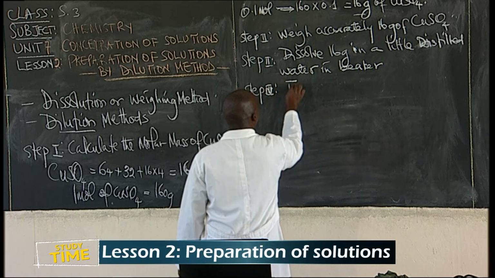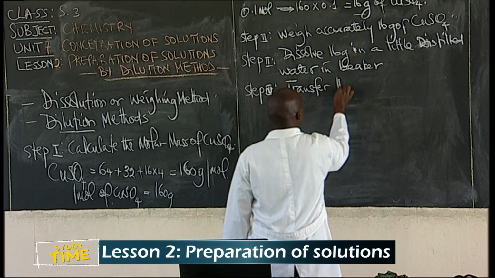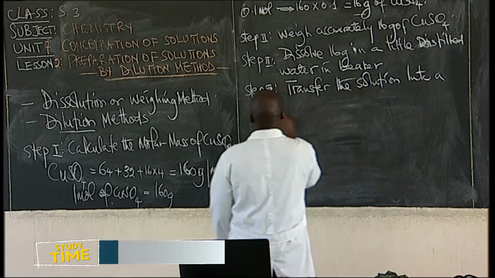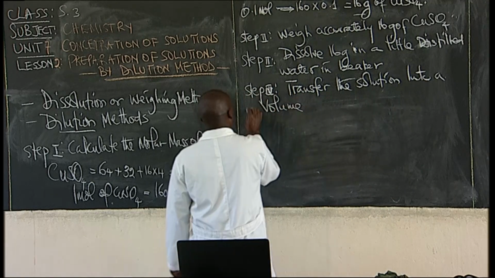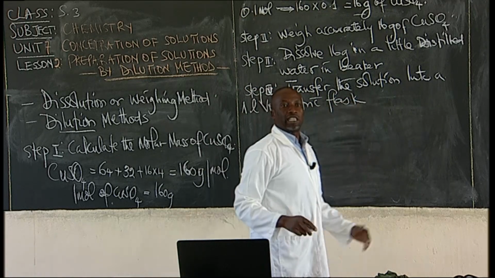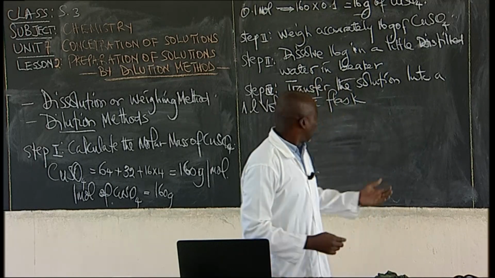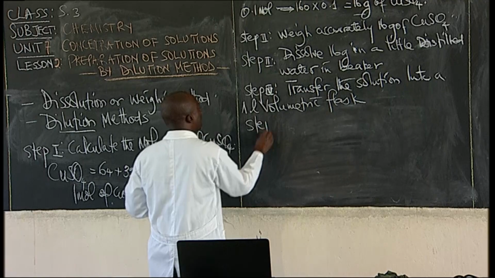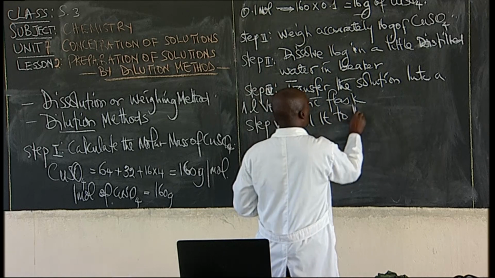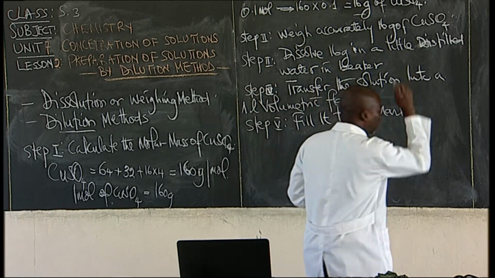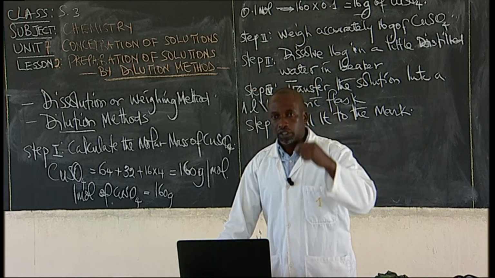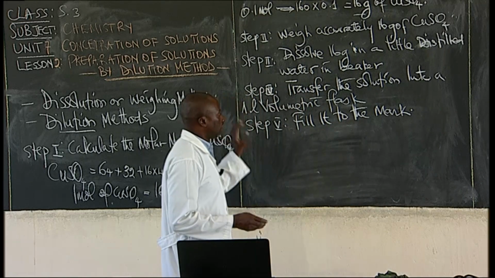You need to transfer the solution into a 1 liter volumetric flask. Then fill it up, that is step number 5. Fill it to the mark. Make sure you fill it to the mark accurately.